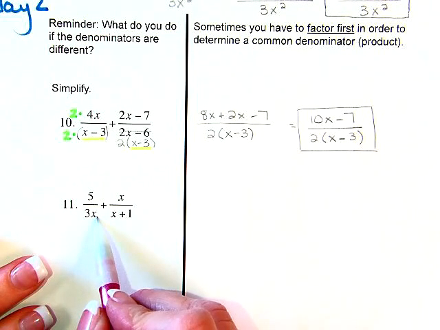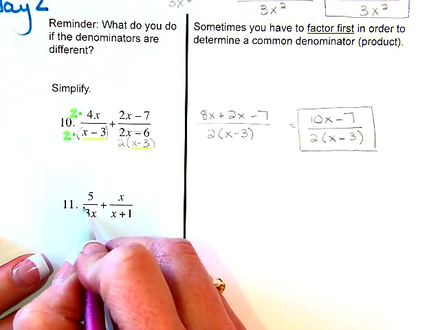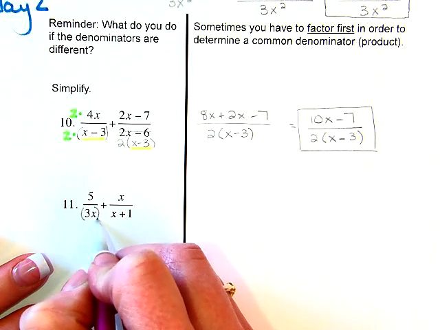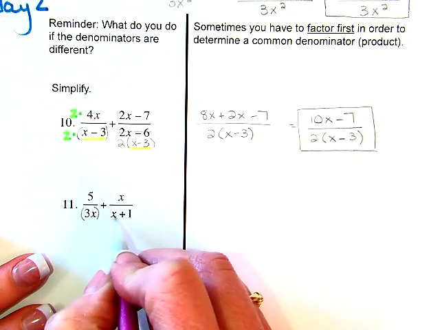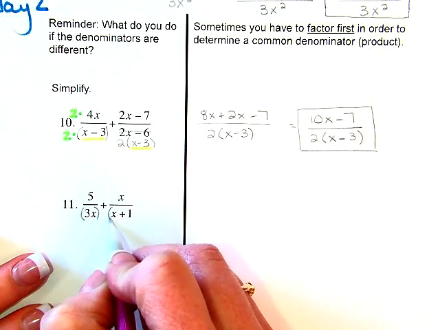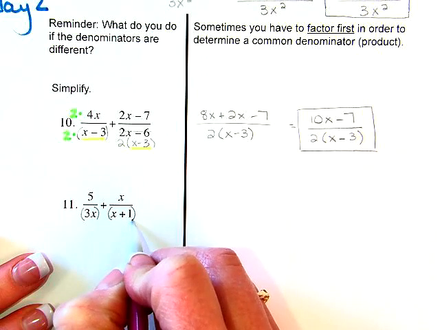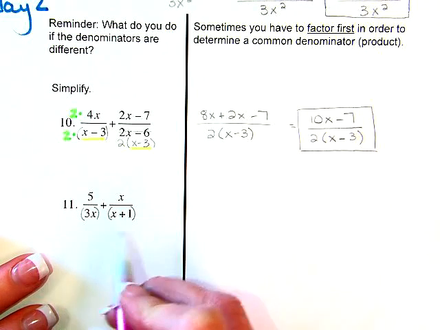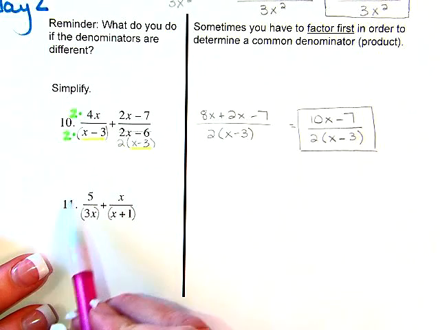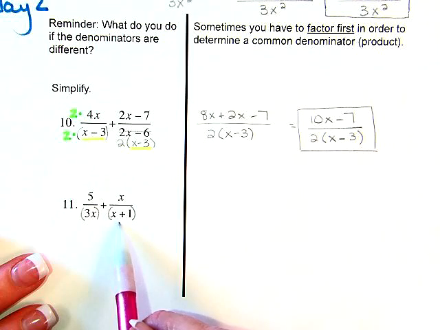If you look at 3x, that itself is a factor in this denominator, and then x plus 1 is a binomial factor in this denominator. So the left side here is actually missing x plus 1.